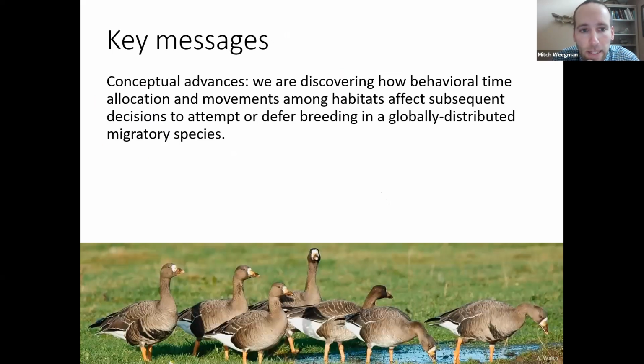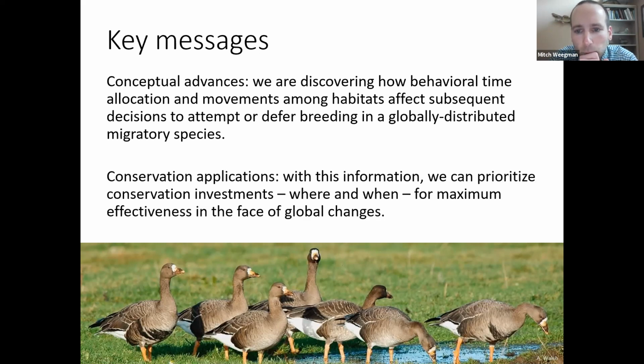So I have a couple key messages here. One is, in terms of conceptual advances, we are discovering how behavioral time allocation and movements among habitats affect subsequent decisions to attempt or defer breeding in a globally distributed migratory species, the greater white-fronted goose. With this information, we can prioritize conservation investments where and when for maximum effectiveness in the face of global changes.